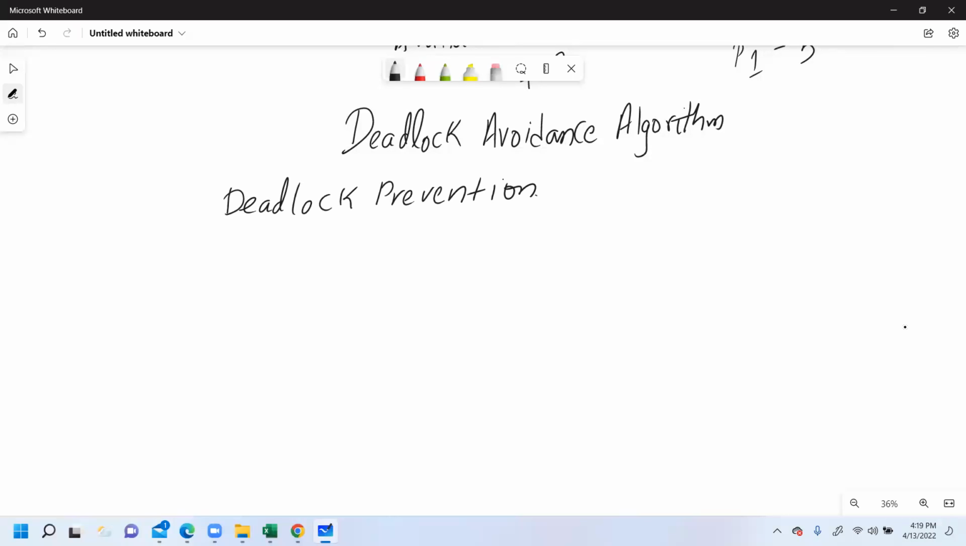So why deadlock can happen is because of the four properties. One is mutual exclusion, right? What is the definition of mutual exclusion? No two processes, or no more than one process, can enter the critical section at the same instance of time, at the same point in time.